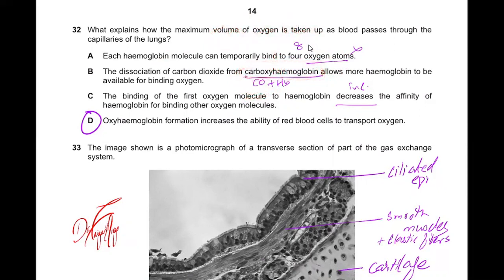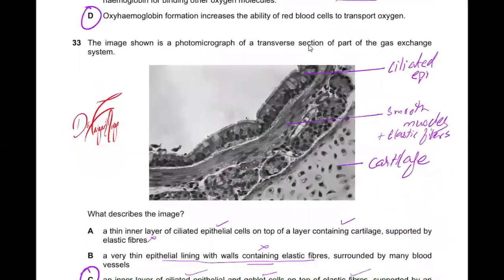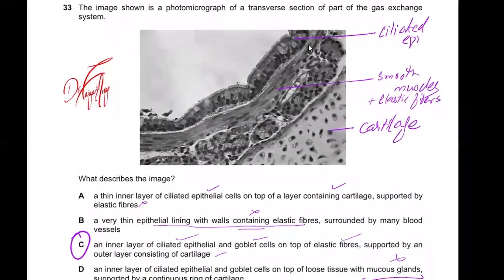The binding of first oxygen molecules to haemoglobin decreases the affinity. No, it increases the affinity. Oxyhaemoglobin formation increases the ability to transport oxygen. Yes, D is correct. Next, the image of a photomicrograph of part of the gas exchange system.